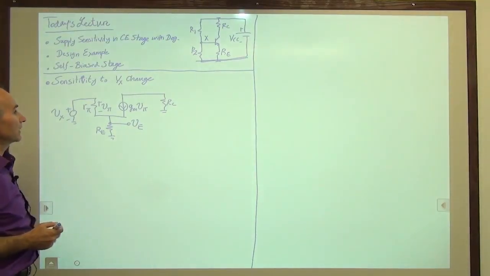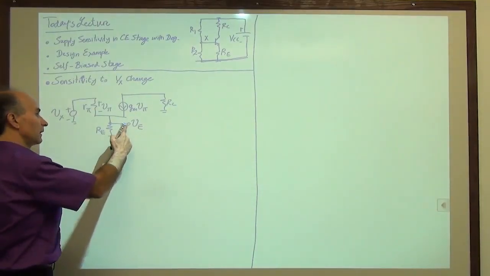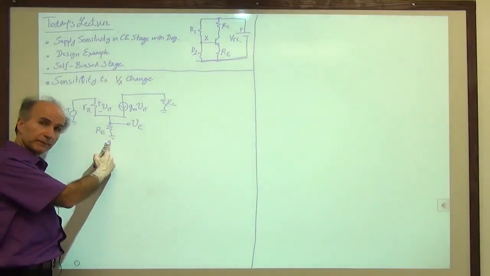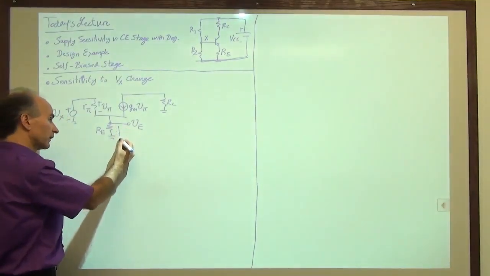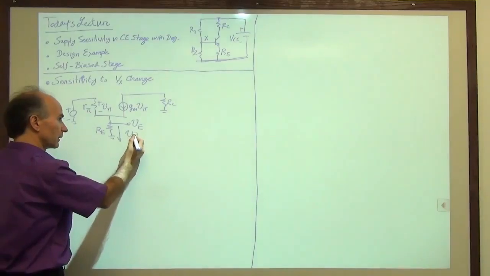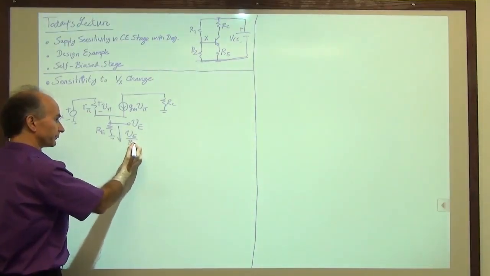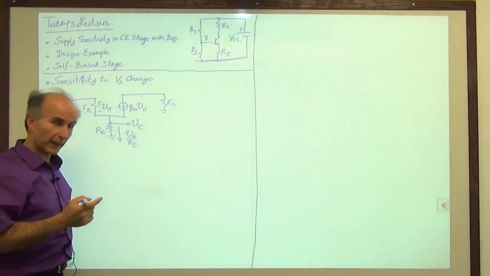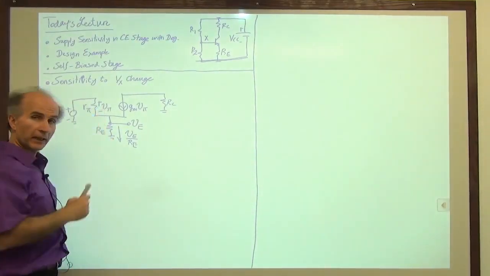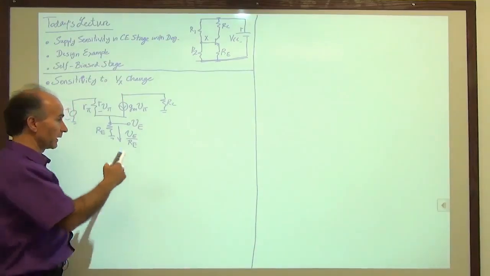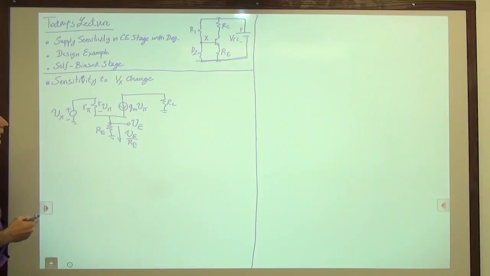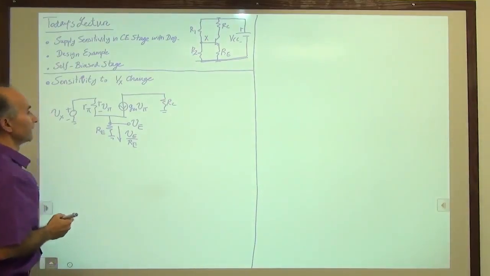That's not that hard, given that we have VE from the top terminal of RE with respect to ground. So that means that this current is equal to VE over RE. Okay, that was easy. Again, remember that we need to eliminate V pi because we are interested in VE in terms of Vx. All right, so what else can we say?